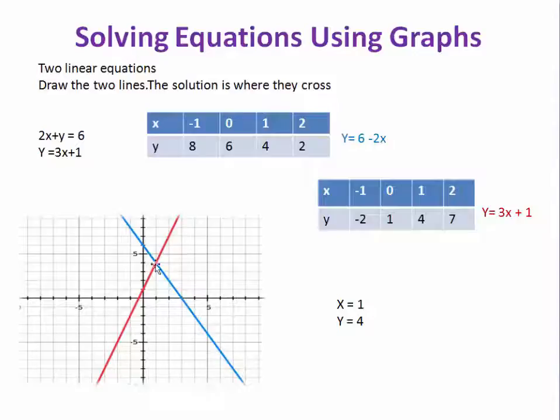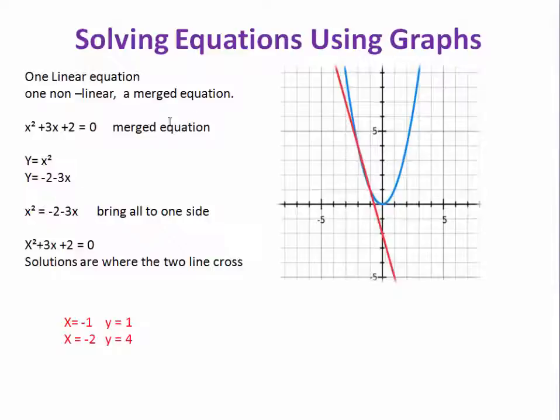Then draw our line, so this is our line, y equals 6 minus 2x. Then the same for this other equation, which is also linear. So again, simple, x values -1, 0, 1, 2. Work out our y values by putting our x into our equation and getting our y values. Plot the line, and where the two lines cross, that's the solution. X equals 1, and then read across y equals 4. This is the y-axis, this is the x-axis.